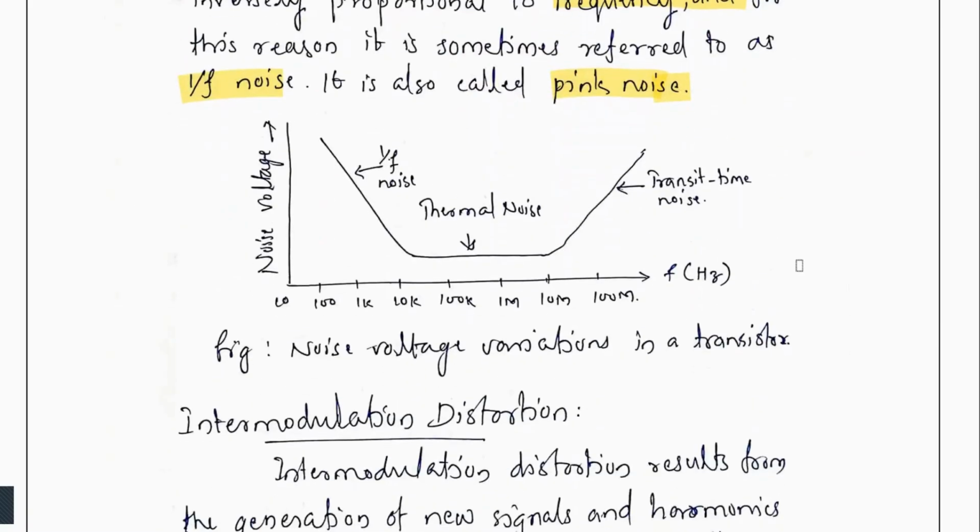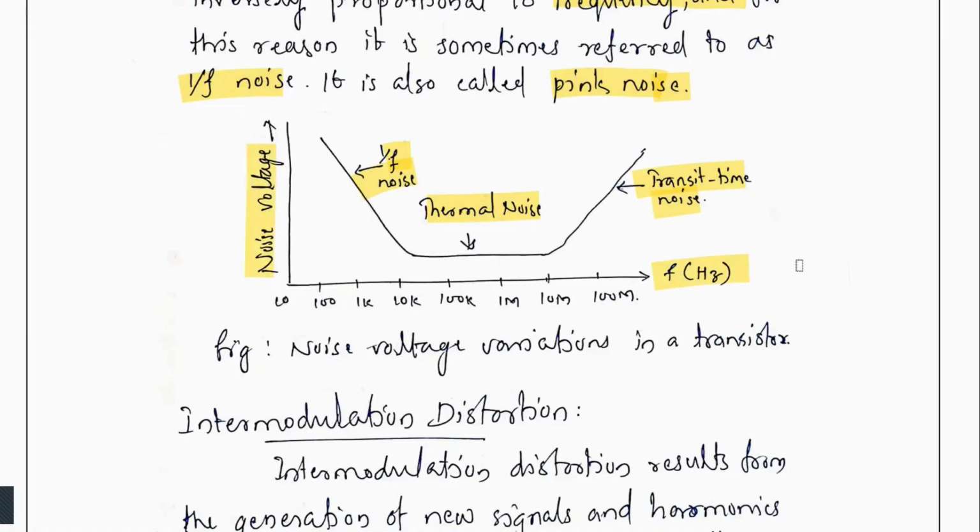This is our noise voltage variations in the transistor. You can observe this is our 1/f noise, that is pink noise, or you can say transit time noise. This is my thermal noise and this is a transit noise. So here this is a noise voltage across frequency graph.